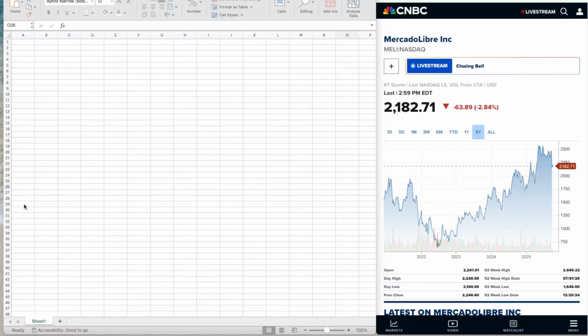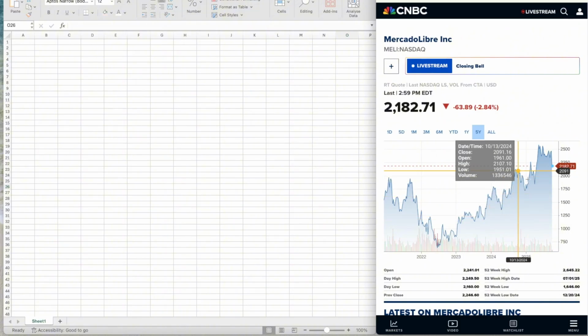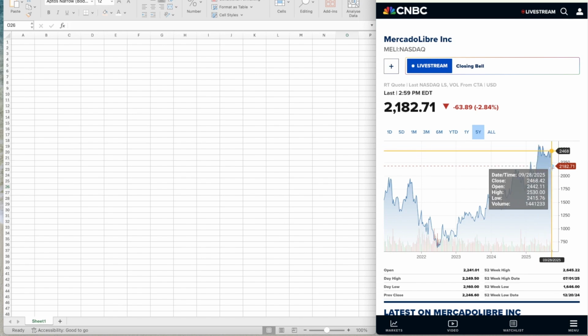Today we're going to build the WACC and the cost of equity for MercadoLibre. MercadoLibre is an e-commerce and fintech company that operates predominantly in Latin America. As you can see on the graph here, over the last few years it has been on a very strong upward trajectory, looking almost 3x up. But in the last few months, that has started to turn.